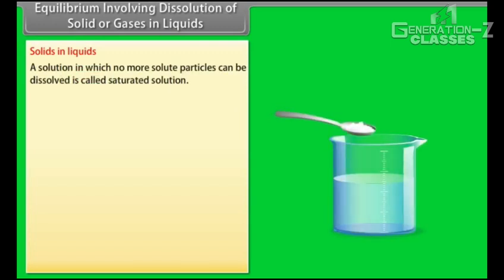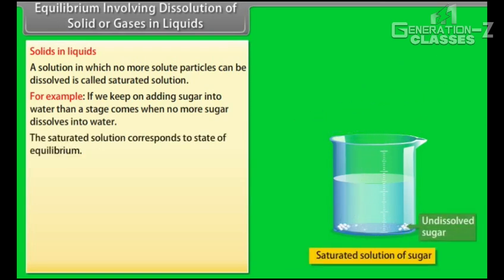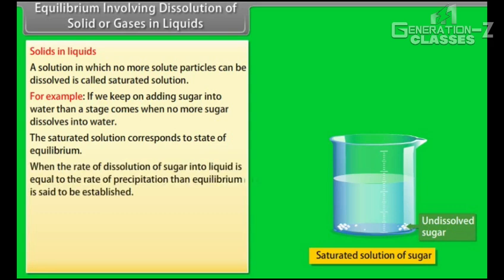Equilibrium involving dissolution of solid or gases in liquids. Solids in liquids. A solution in which no more solute particles can be dissolved is called saturated solution. For example, if we keep on adding sugar into water, then a stage comes when no more sugar dissolves into water. The saturated solution corresponds to state of equilibrium, when the rate of dissolution of sugar into liquid is equal to the rate of precipitation, then equilibrium is said to be established.